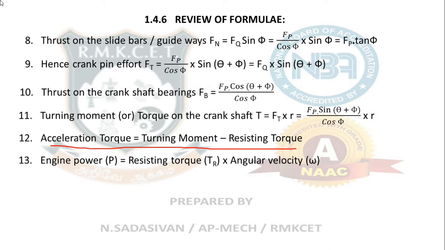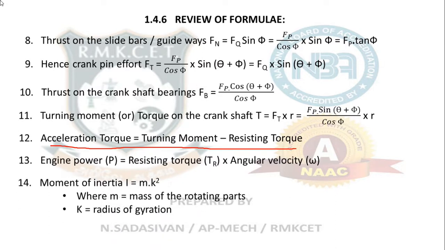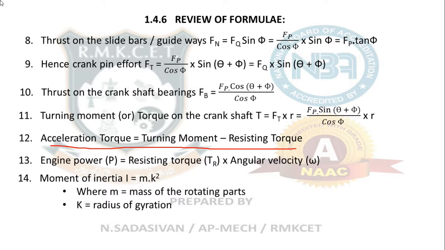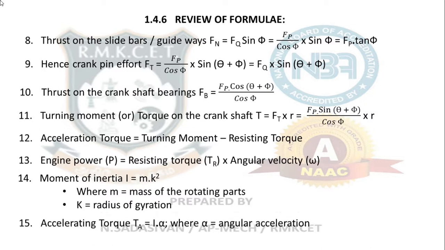Engine power equal to resisting torque into angular velocity, 2 pi n by 60, right? 2 pi n t by 60, where 2 pi n by 60 is omega. So omega into torque, 2 pi n by 60 into torque, 2 pi nt by 60 is the engine power. So moment of inertia, this is a very general formula. Okay, I equals m k square, this you have already studied in kinematics. m is the mass of the rotating part, k equal to radius of gyration. So the last formula, accelerating torque equal to I into alpha.